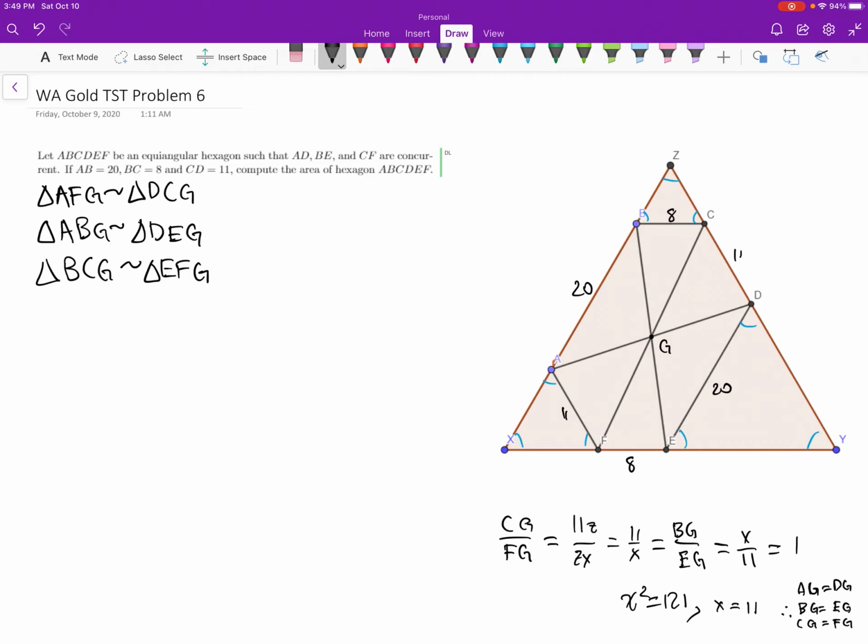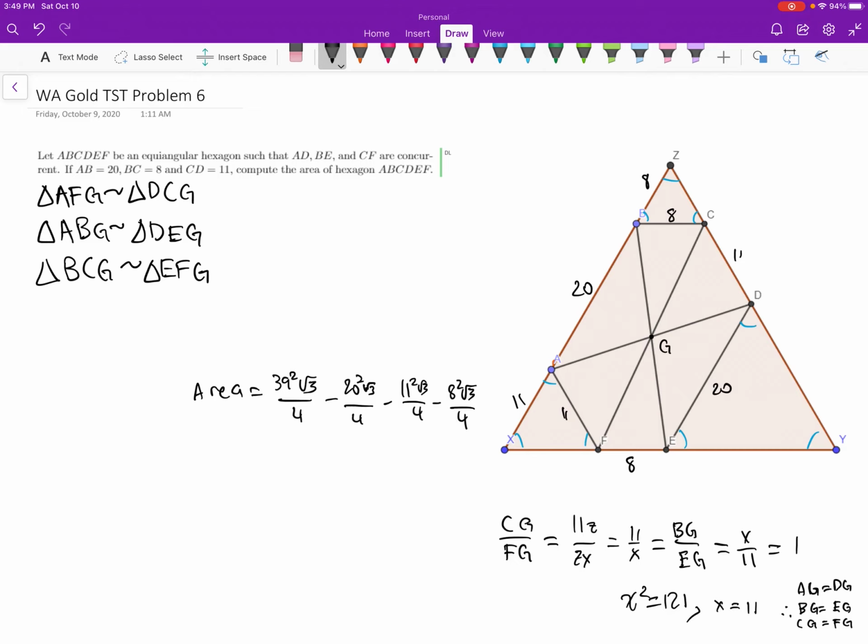All we need to do is find the side length of the large equilateral triangle. I'll just write down the work here. The side length of the large equilateral triangle is going to be 39. So the area is going to be 39 squared root 3 over 4 minus 20 squared root 3 over 4 minus 11 squared root 3 over 4 minus 8 squared root 3 over 4.